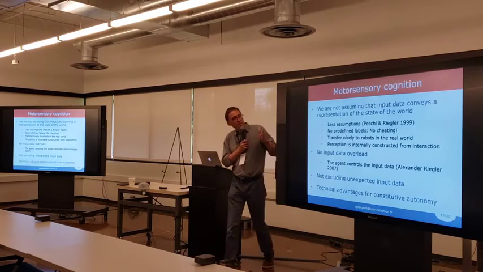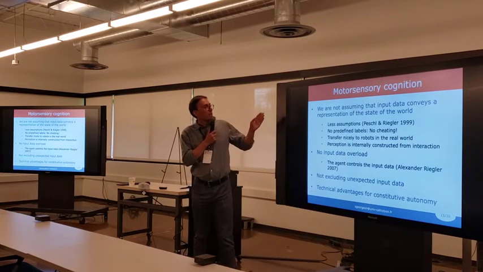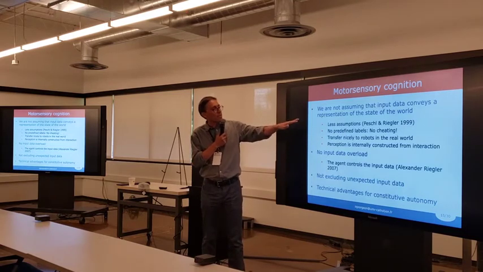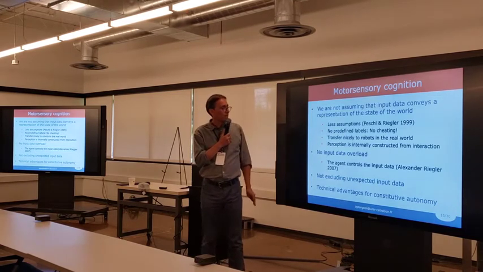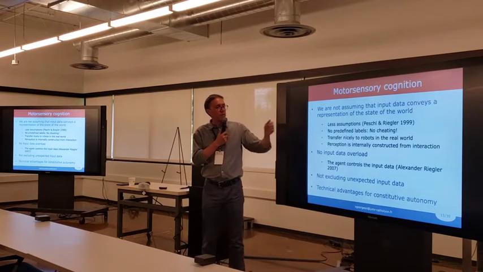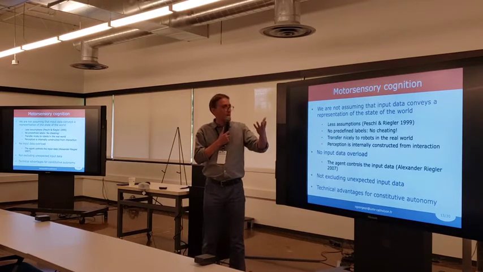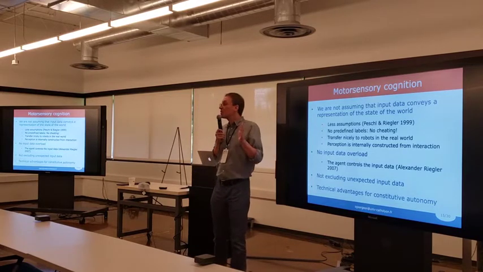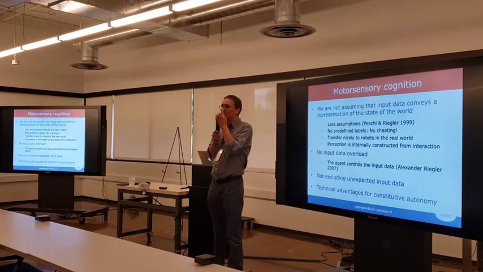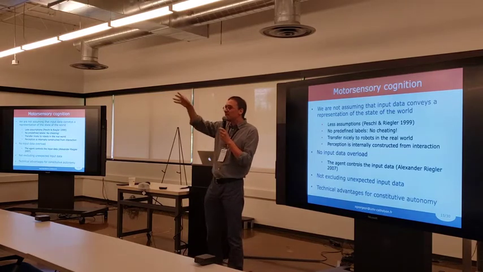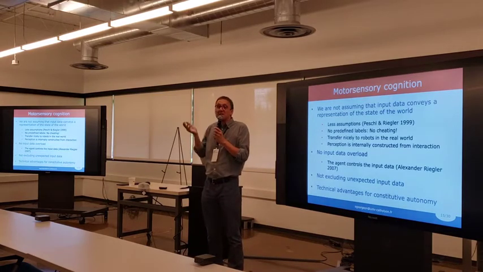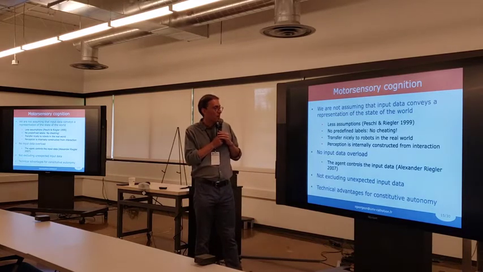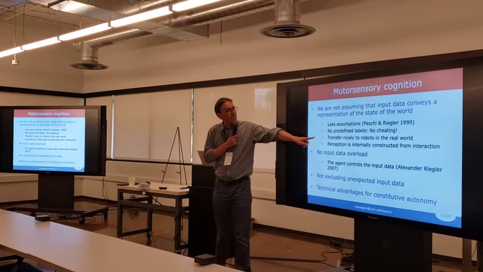So really motor sensory cognition, the main idea is that we are not assuming that input data conveys a representation of the state of the world. So there are in fact fewer assumptions than in the perception-action framework. We do not predefine labels, so we are not cheating, in short. We are not giving labels to the agent as input data. The input data can be anything not representing the state of the world. And the good point with that is that it transfers nicely to robots.